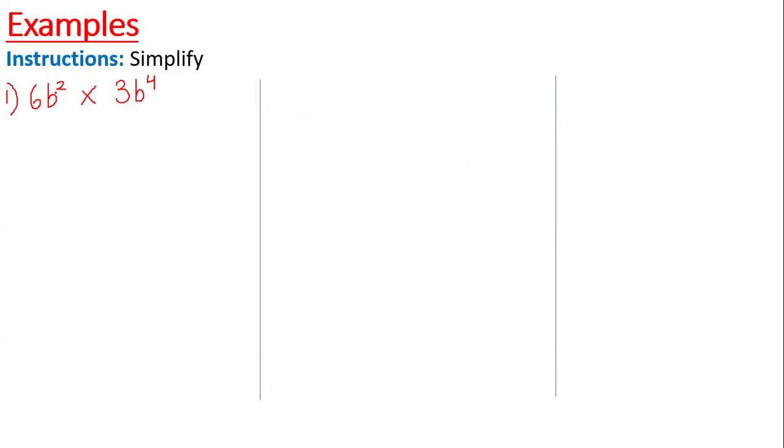We have 6b squared multiplied by 3b to the 4th. What do you think the answer is going to be for this one? Anyone have any idea how we're going to do it?